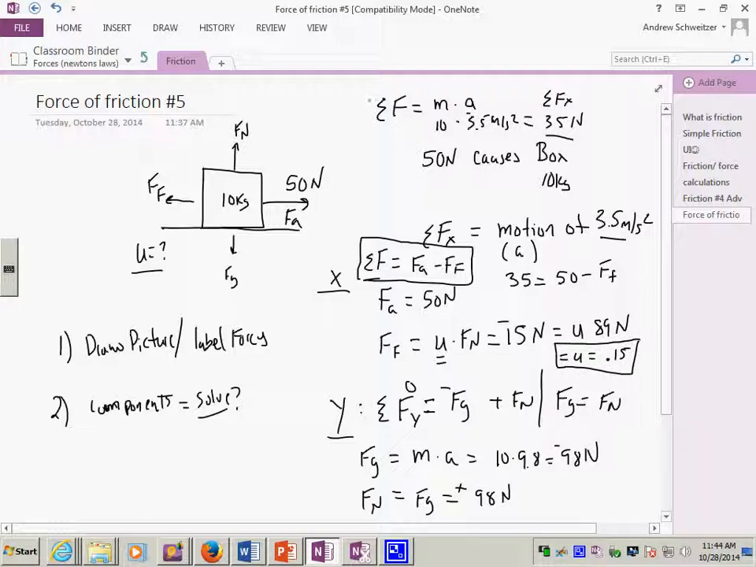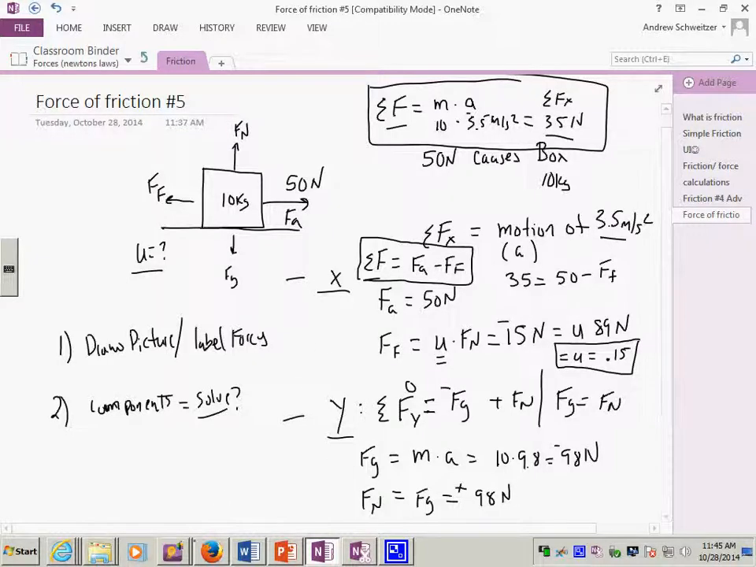Again, there are a couple main calculations. This guy gives me my net force in the x direction, and then draw my picture, split the x components, y components, and we're all set.